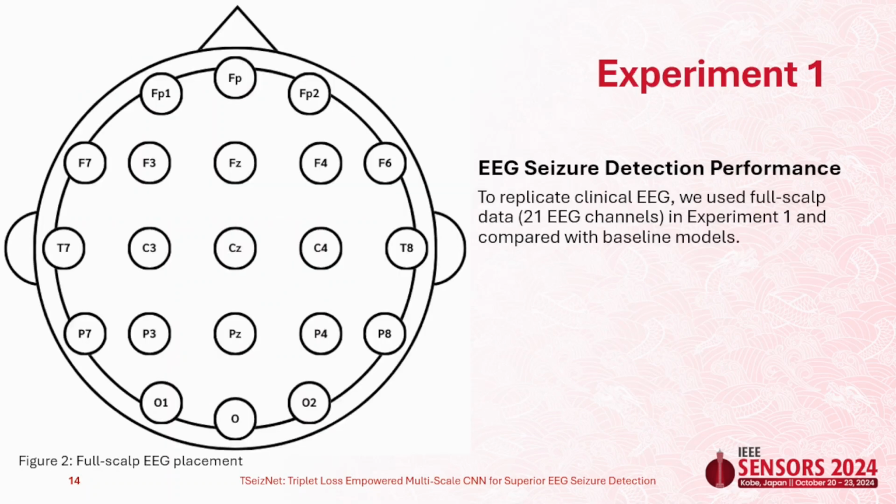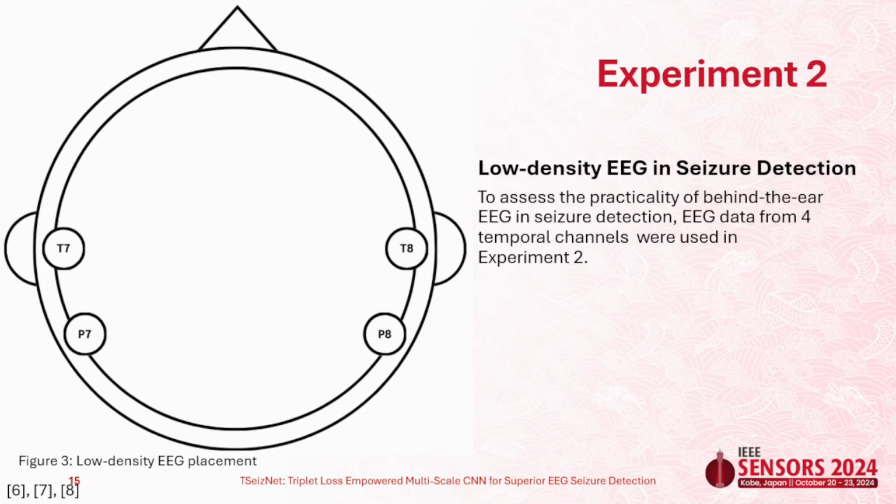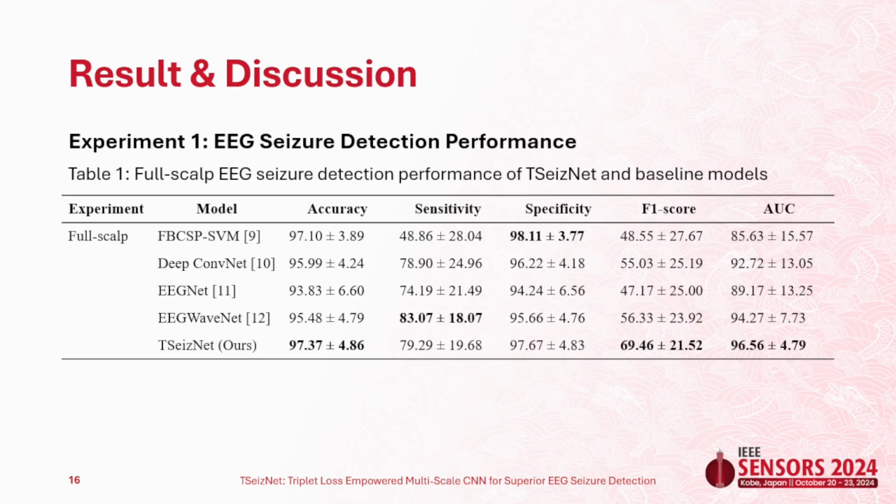In this study, we have 2 experiments. Experiment 1 is seizure detection. To replicate clinical EEG, we use full scope EEG in seizure detection, in a patient-specific manner, and compare with baseline models. And in experiment 2, to assess the practicality of our model, we select 4 temporal channels, and the setting is similar to experiment 1.